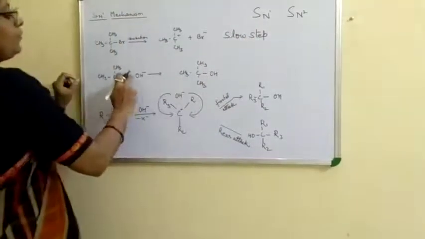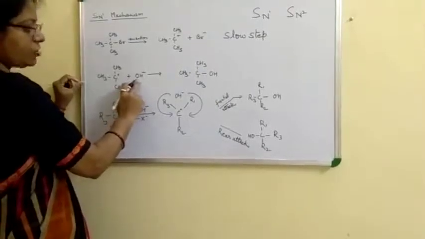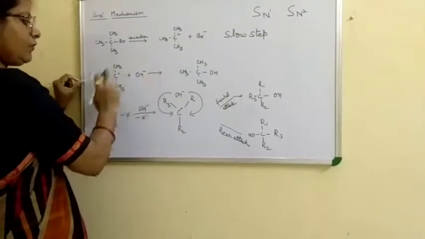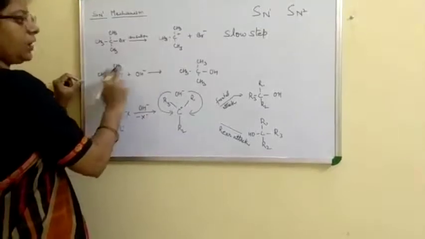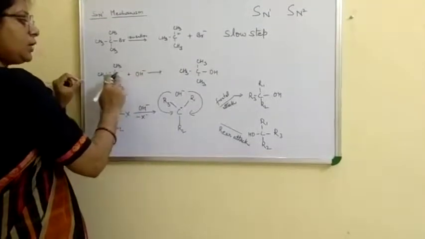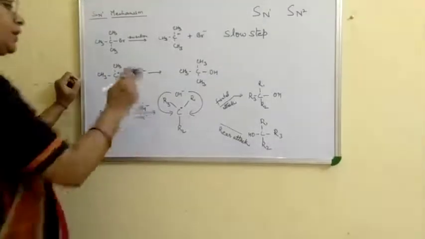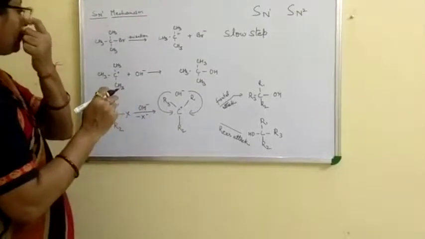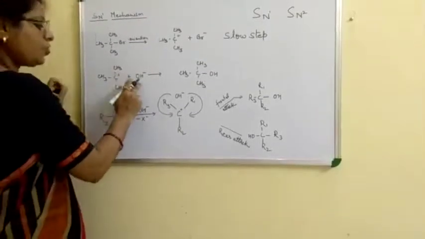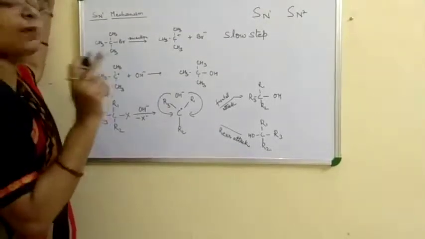In the second step, the nucleophile, here the hydroxyl group, will attack the substrate and form the product. The carbocation is a very short-lived species, so it immediately reacts with the nucleophile and forms the product. Now this nucleophile attack takes place in 2 ways.